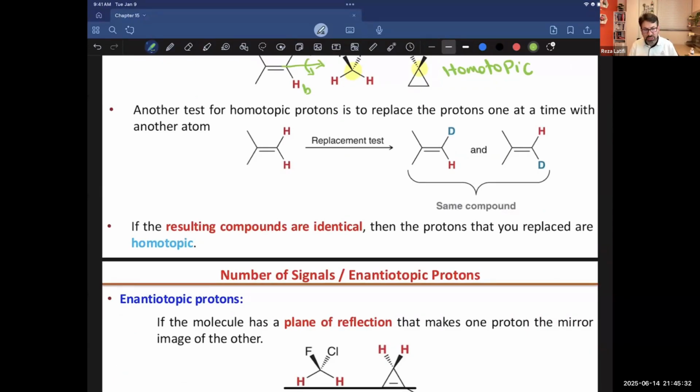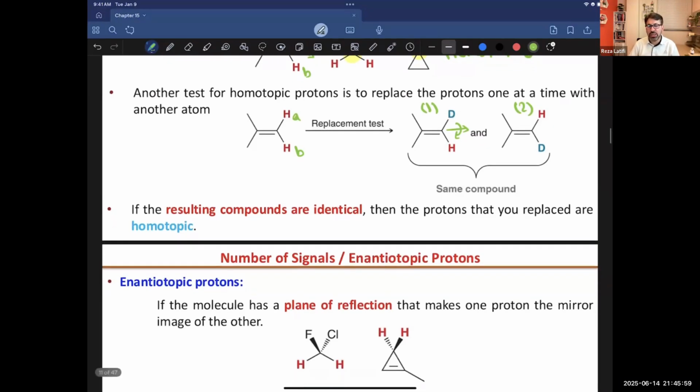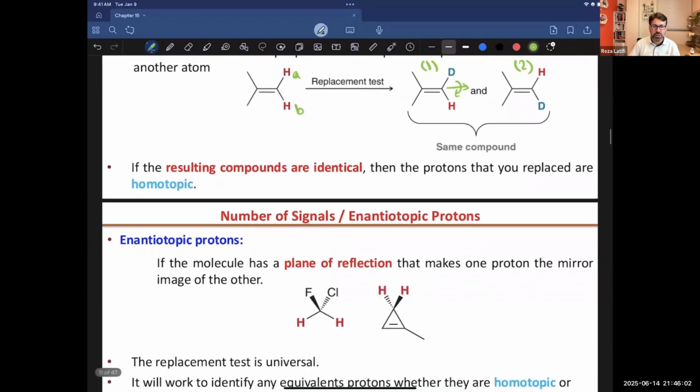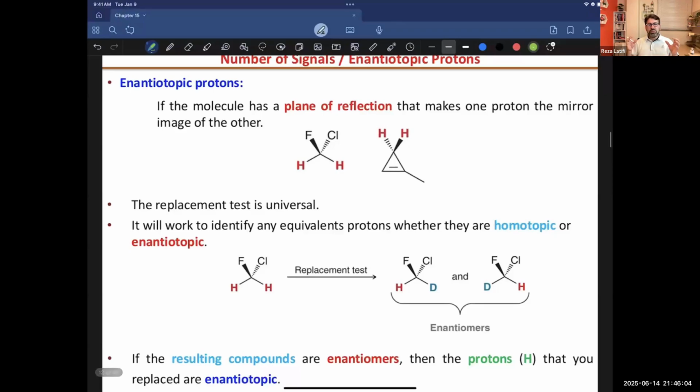Another way: for example, we have a CH2 with a double bond there. If I replace one hydrogen, hydrogen A, with deuterium, and next time hydrogen B with deuterium, I get two structures, 1 and 2. Can I turn 1 into 2? Yes, we can easily rotate the molecule. Just flip the molecule, and 1 will be equal to 2. Because they are identical, I'm going to say those two hydrogens, HA and HB, are homotopic. Now, we said if two hydrogens are chemically equivalent, they can be homotopic or enantiotopic.